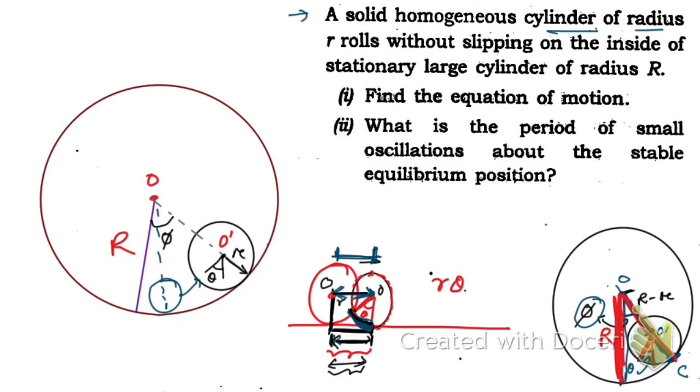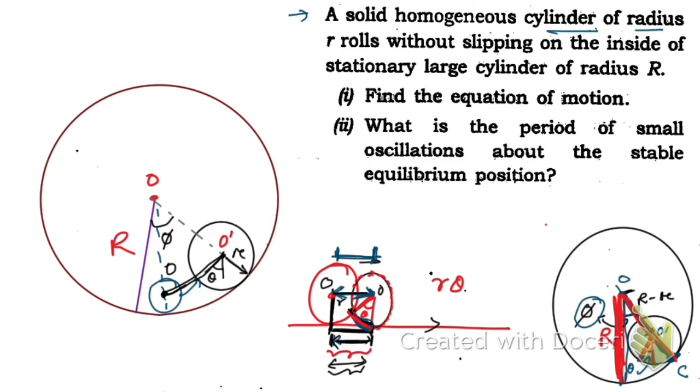So here this was the initial position, suppose. Now instead of this horizontal plane, it is rolling over this surface, right? So this is the distance covered by the center.